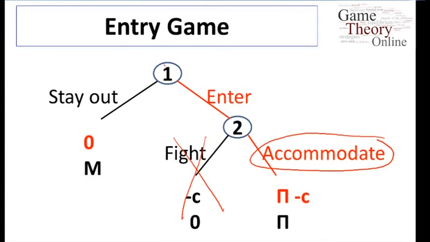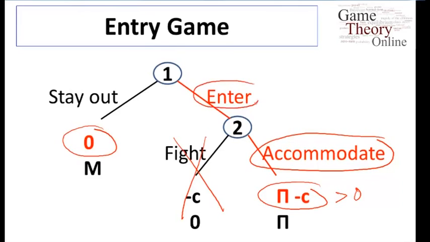So player 1's choice becomes a choice between 0 if they stay out, positive profits if they go in. Remember, pi is assumed to be bigger than c. So now we end up with a prediction of enter and accommodate. So the backward induction solution in this particular game is unique. It tells us that player 2 will accommodate, player 1 will necessarily enter, so we end up with a prediction of enter and accommodate.